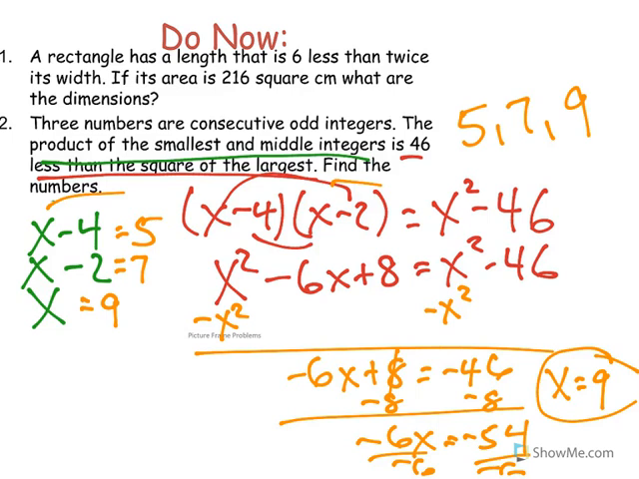Well, 9 squared is 81. 81 minus 46 is 35, I'm sorry, if you wanted to see the check.